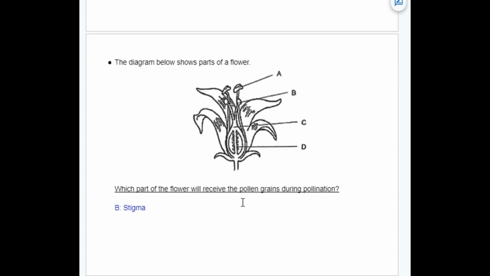The diagram below shows parts of a flower. Which part of the flower will receive the pollen grains during pollination? B. Stigma.